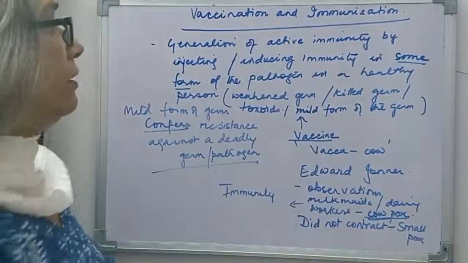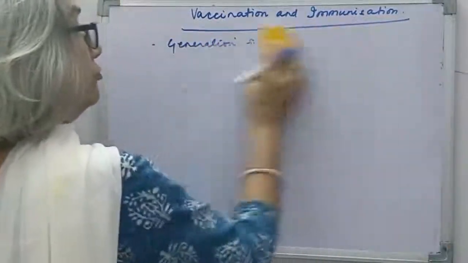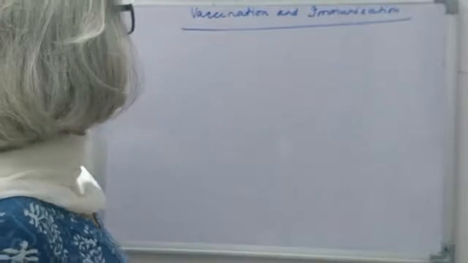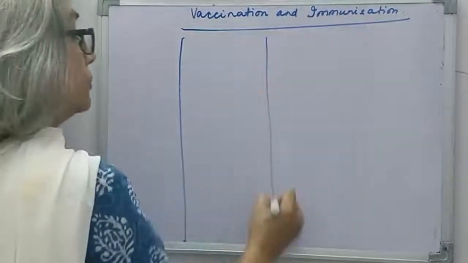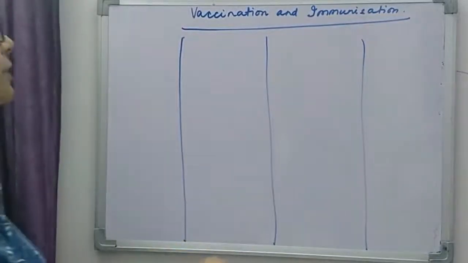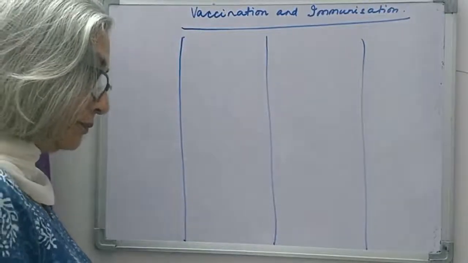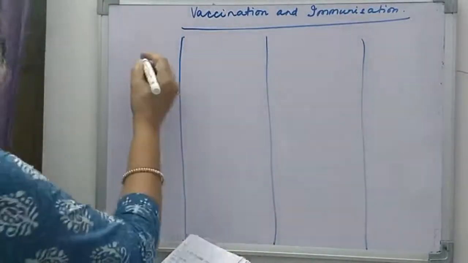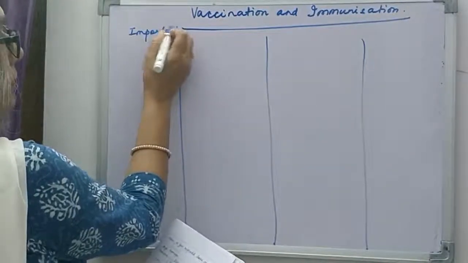So now I will make a table here in which I will mention the names of vaccines, the age at which each is given, and the particular disease. So this table is important. First, we will write the name of the vaccine, then the disease, the age at which it is given, and what is the safety of that vaccine. We are writing about important vaccines.